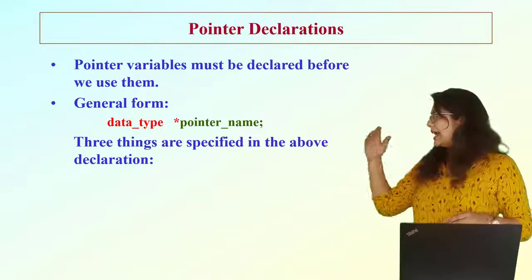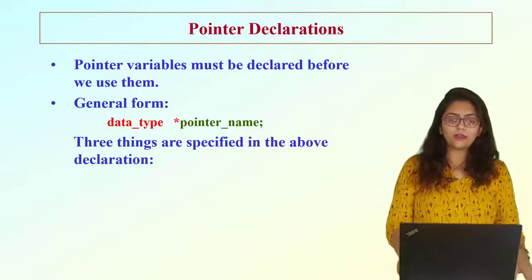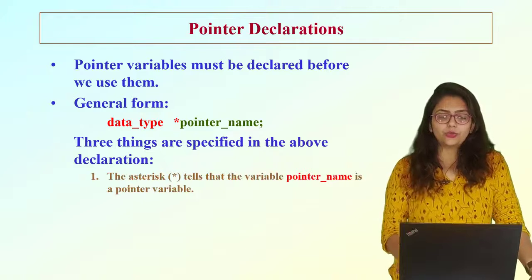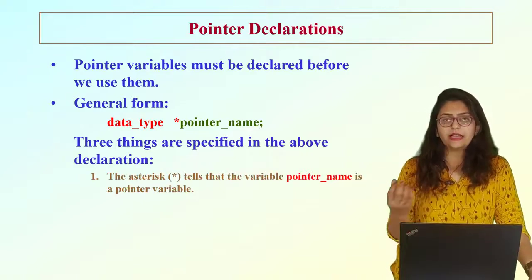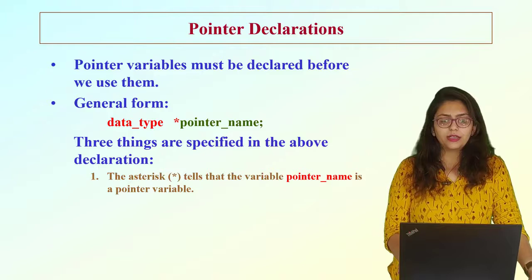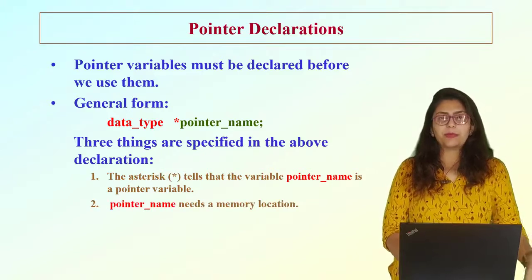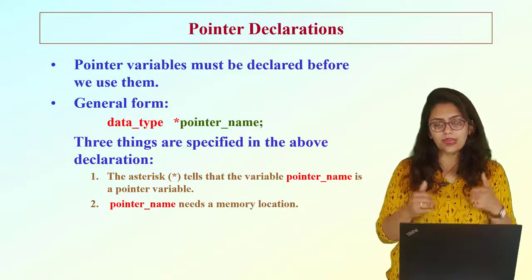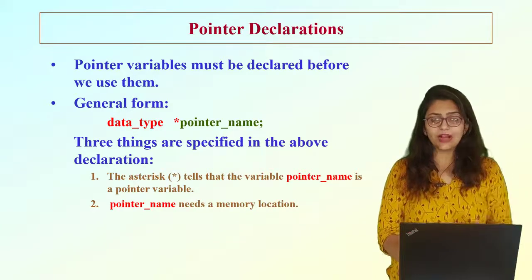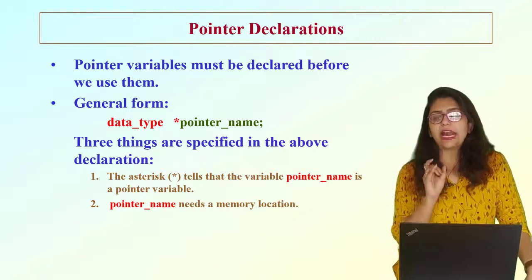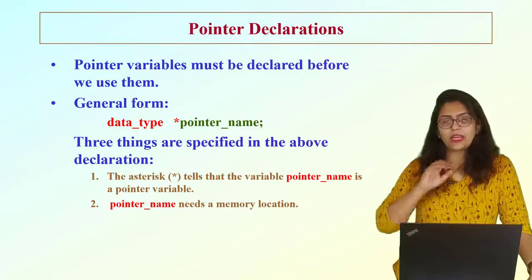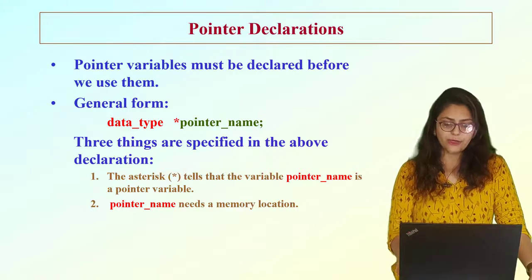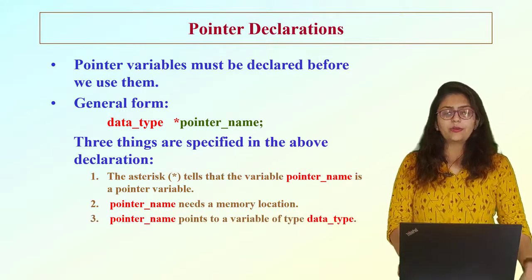So it has the data type, star and pointer name. Three things are specified in this declaration. The asterisk sign indicates that it is a pointer, and it is placed before the pointer name. Then the pointer name needs a memory location, so even a pointer is stored somewhere inside memory. We have seen in the previous slides that I stored pointer p at location 2545, and it was holding location 1380, or the location of xyz.